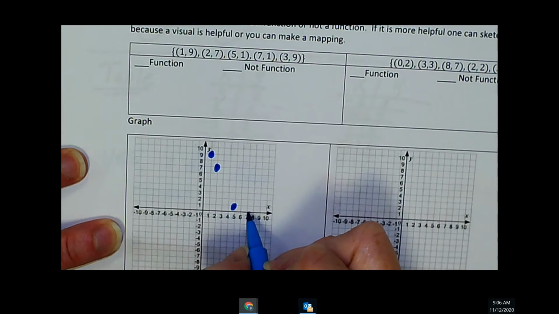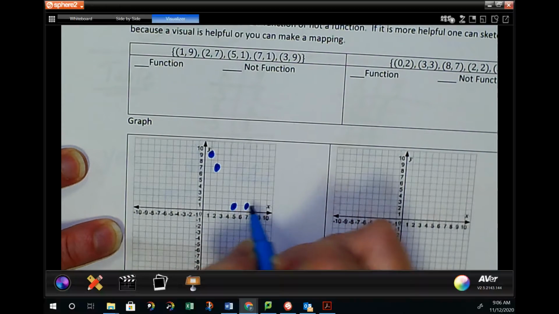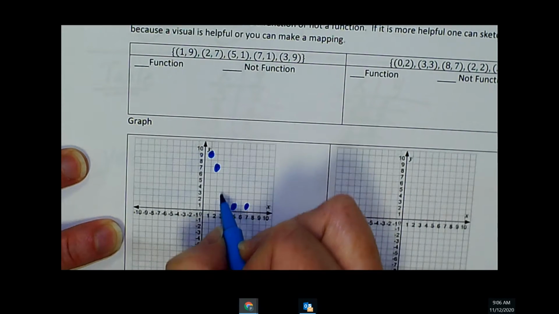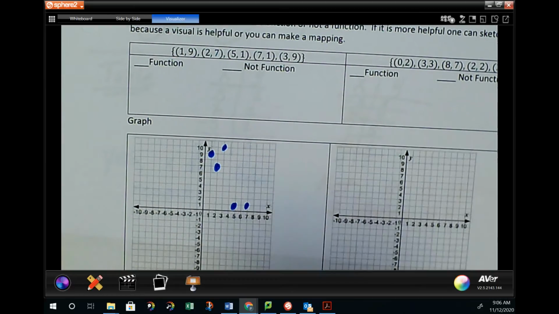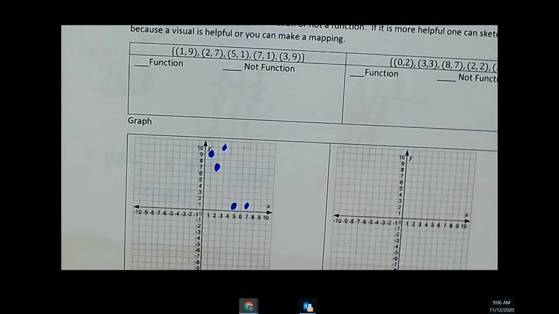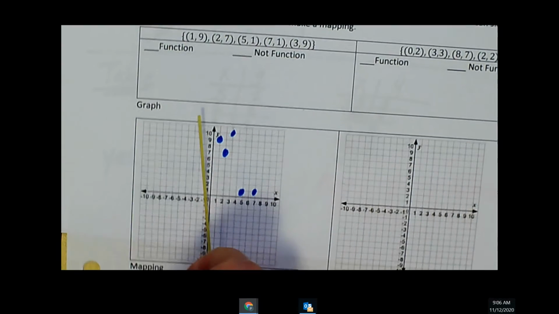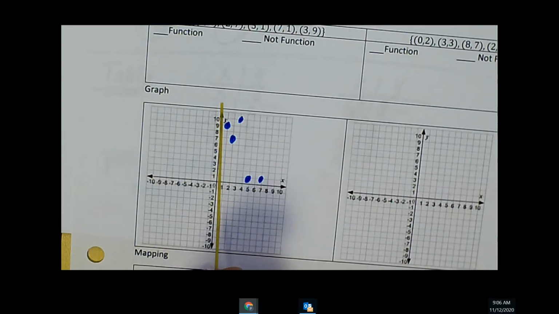I go to 7, and I graph my point at 1, and I go to 3, and I graph my point at 9. Okay, and then I can take my vertical line, my spaghetti noodle, and see if all of those match. So that's one way to look at it.